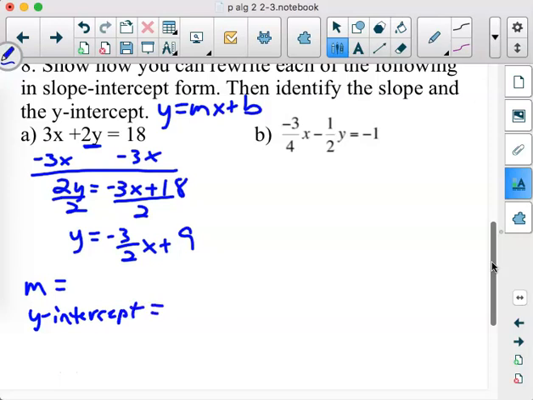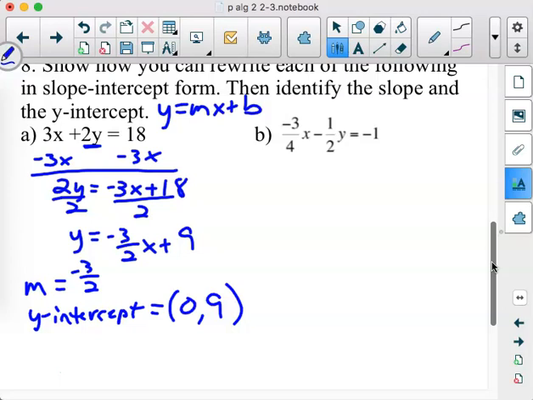Which of those two numbers is the slope? M. So which one is M? Negative 3/2. Well, what does that leave for the y-intercept? 9. It has to be. So we're going to put (0, 9), because the y-intercept, remember, is on the y-axis. (0, 9) will take us to that spot.